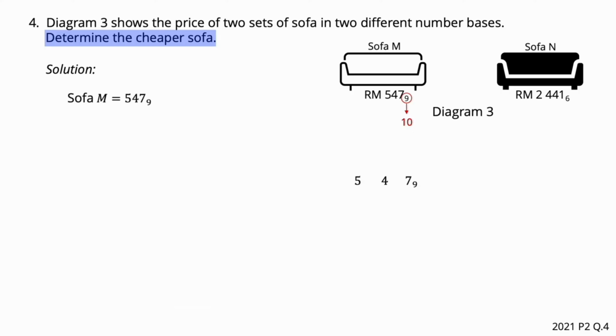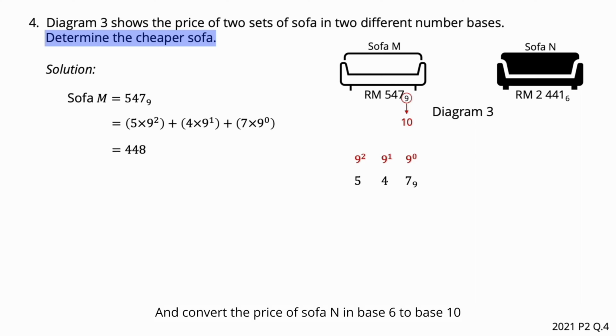5, 4, 7 in base 9. Start with the digit and write this. 9 to the power of 0, 9 to the power of 1, and 9 to the power of 2. Write it as 5 times 9 to the power of 2 plus 4 times 9 to the power of 1 plus 7 times 9 to the power of 0. The calculated result is 448.